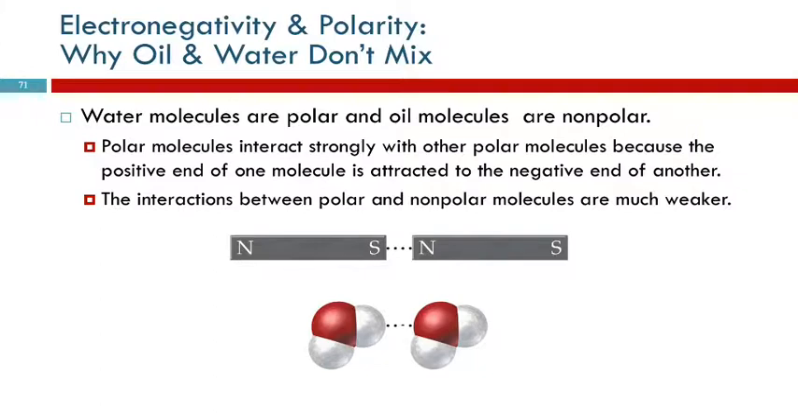This is the explanation for why oil and water don't mix. Water molecules are polar. Oil molecules are nonpolar. So the water molecules are attracted to each other a lot like magnets are. So this hydrogen end is slightly positive, the oxygen end is slightly negative, and so there's an attraction between them that is not present between oil molecules. So the water molecules essentially clump together and push the oil molecules out.